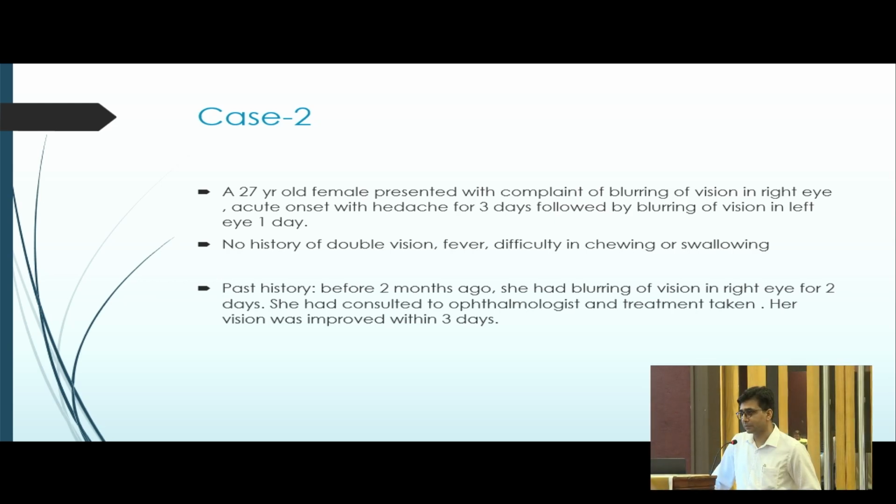A 27-year-old female patient presented with a complaint of blurring of vision in the right eye, acute onset with headache for 3 days, followed by blurring of vision in the left eye for 1 day. No history of double vision, fever, or difficulty in chewing or swallowing. Past history: 2 months ago, she had blurring of vision in the right eye for 2 days, consulted an ophthalmologist and took treatment. Her vision improved within 3 days, but documents are not available.